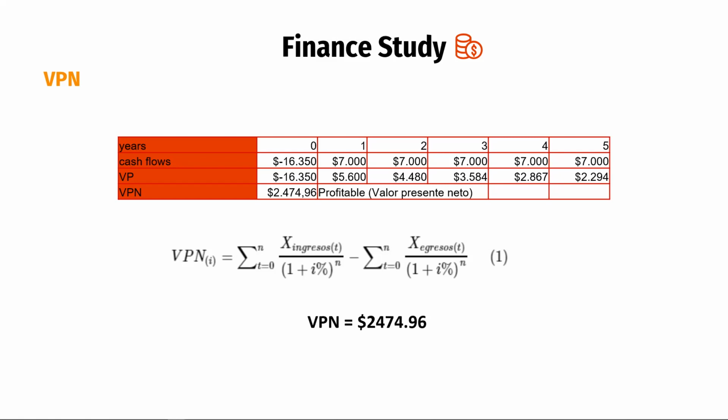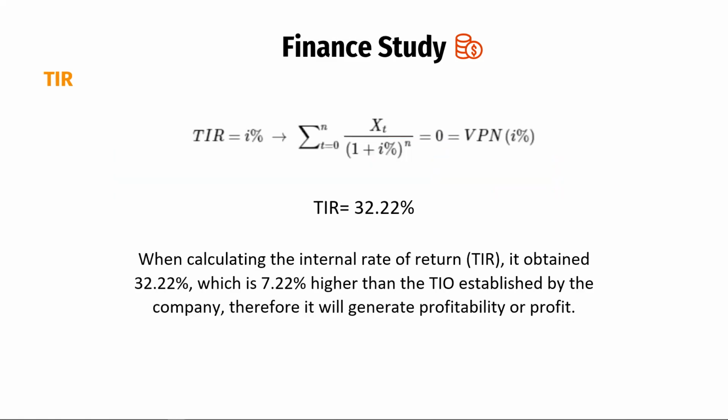The next. Also, we obtain the TIR, which is an indicator that allows measuring and determining the viability of an investment or a project in terms of profitability. When calculating the internal rate of return, TIR, we obtained 32.22%, which is 7.22% higher than the TIO established by the company. So we can say that it is profitable.